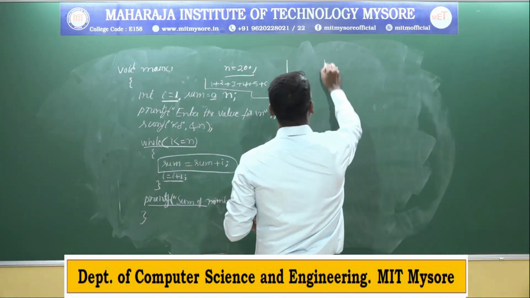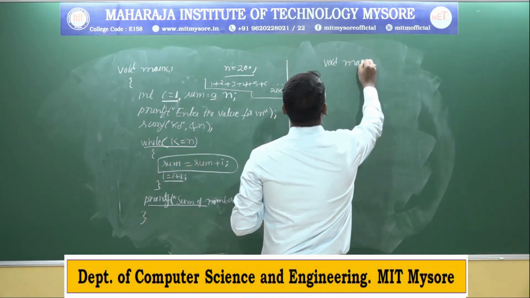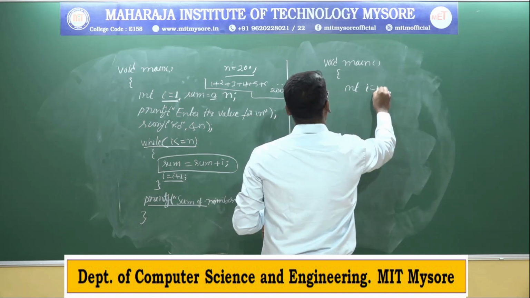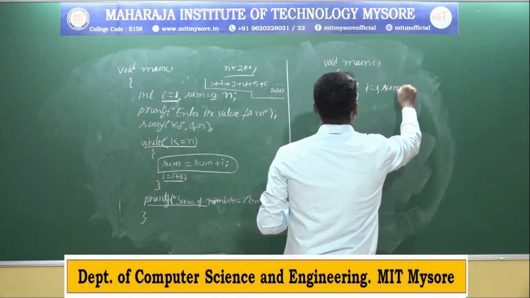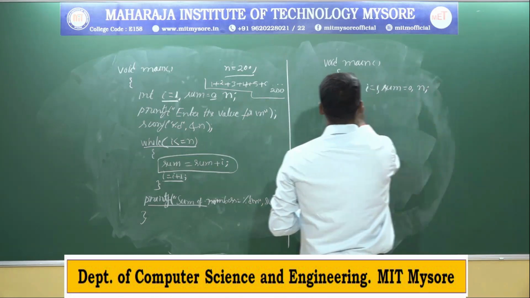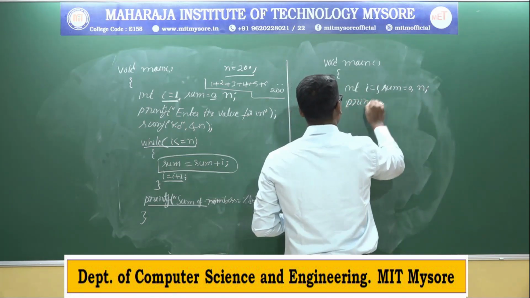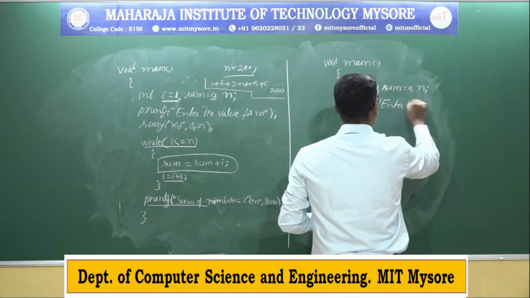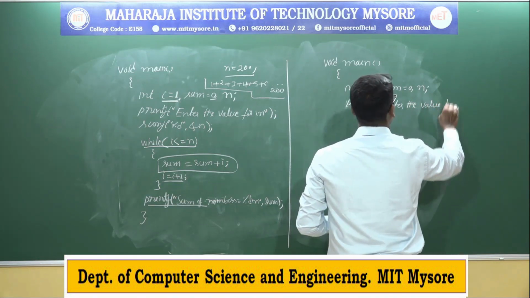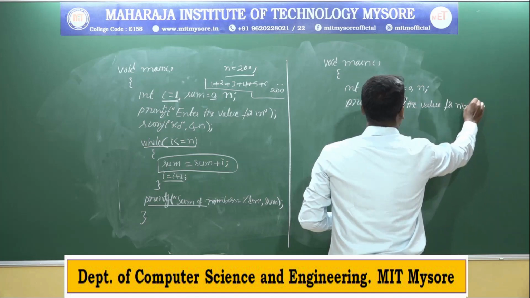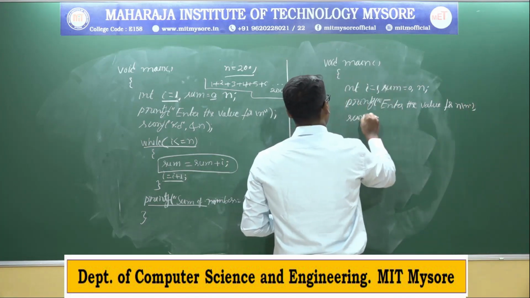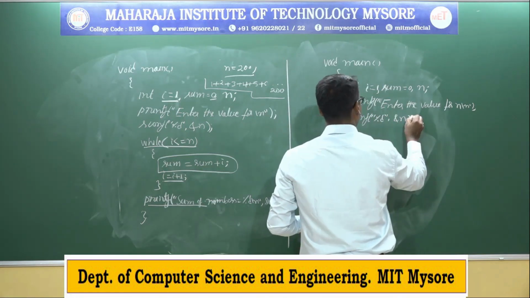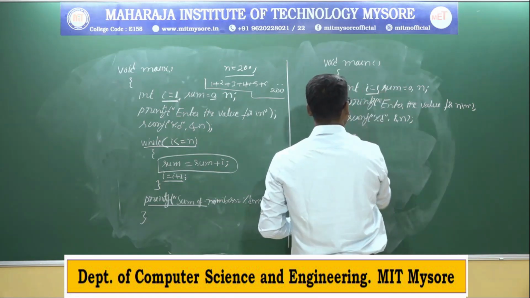Similarly, I write using do while. Void main, int I is equal to 1, sum is equal to 0, then n, printf enter the value for n, scanf percentage d address of n. Now I have already initialized I is equal to 1.